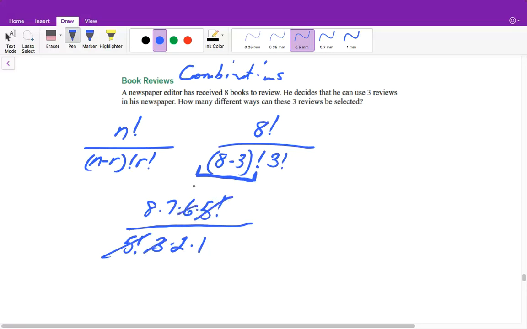This 3 will reduce this 6 to a 2. And this 2 will reduce this 8 to a 4. So 2 times 4 is 8. 8 times 7 is 56. So there's 56 ways. Or we can just use our calculator.